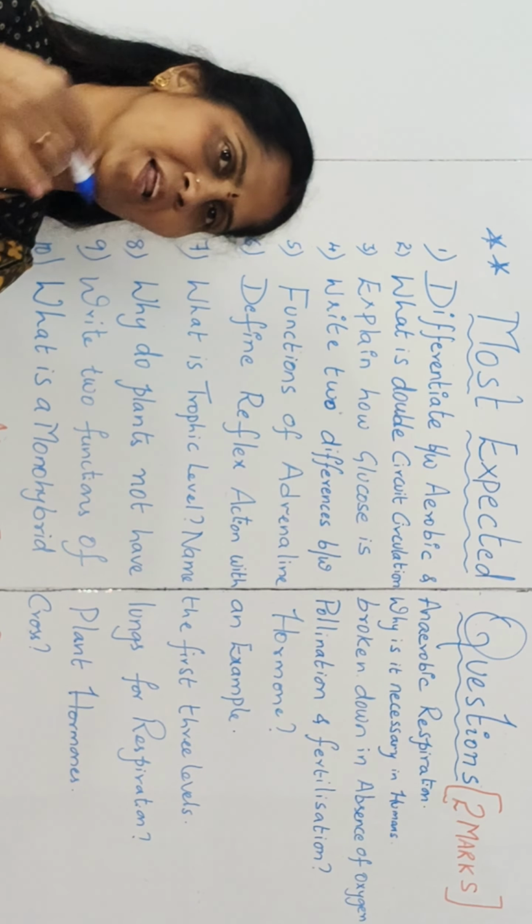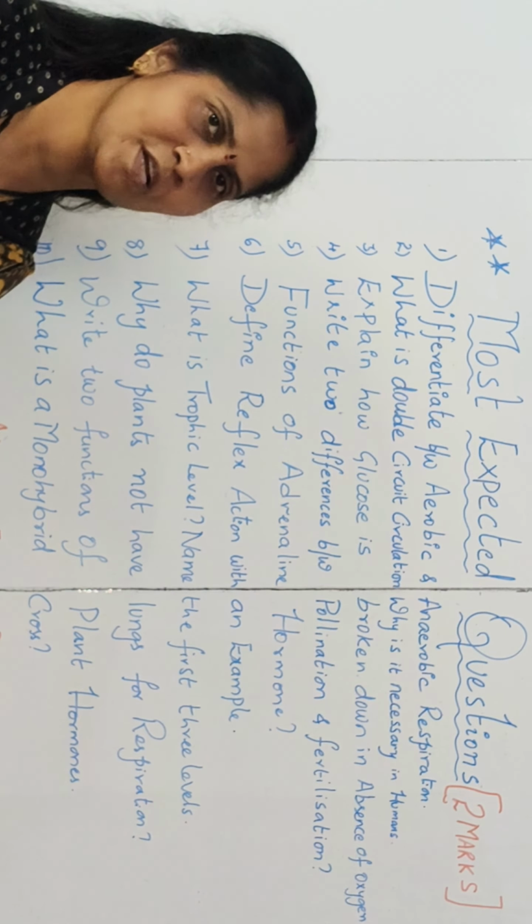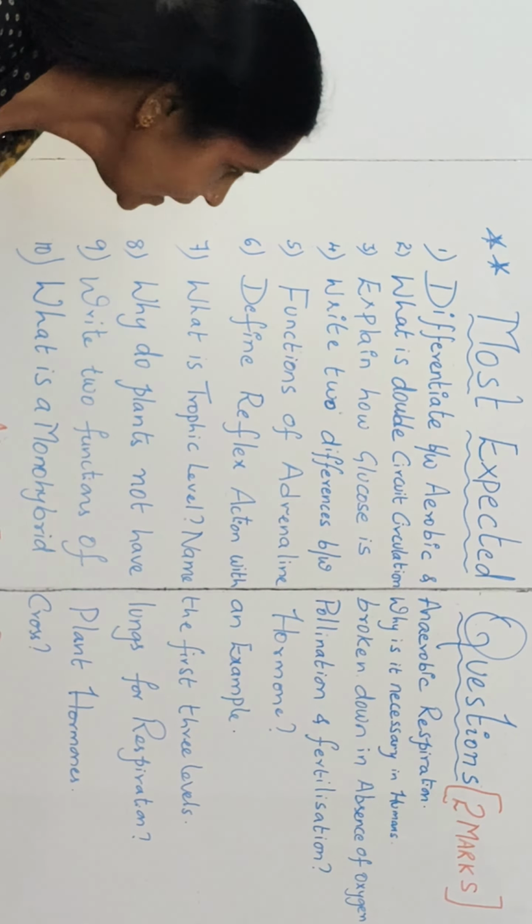Pollination takes place before fertilization. Fertilization takes place after pollination. Pollination will take place outside the ovule. Fertilization will take place inside the ovule.